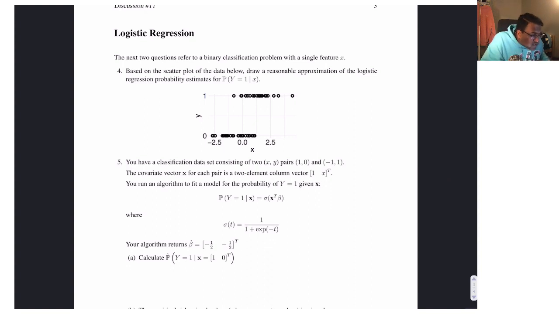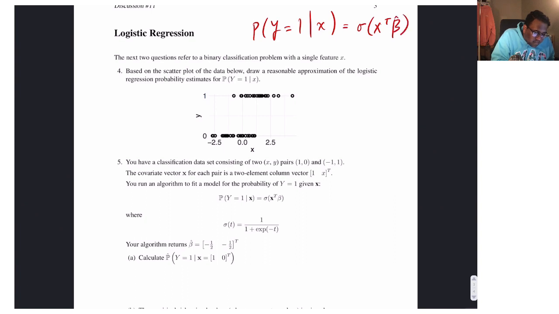Okay, and logistic regression doesn't output a 1 or 0, rather it outputs a probability, and specifically it outputs the probability that our observation x belongs to class 1. Okay, so our model for logistic regression is the probability that y is 1, where y is our class, given our observation x, and we say that that's equal to the sigmoid of x transpose beta hat, where x and beta hat are both vectors.